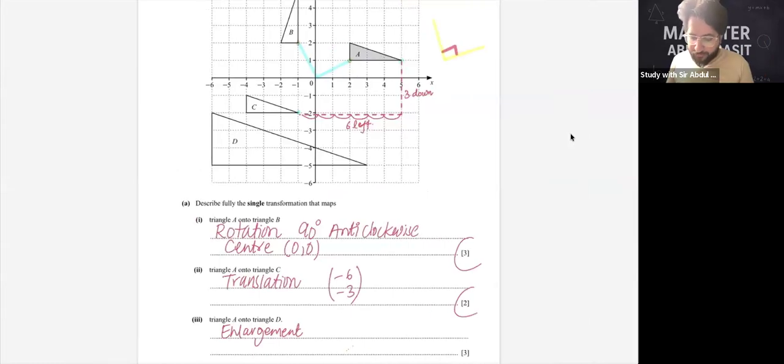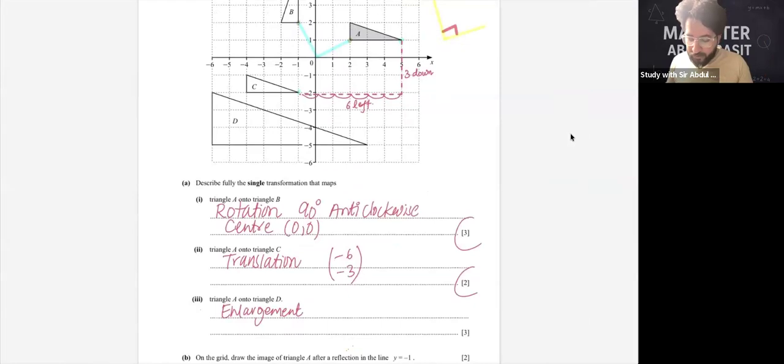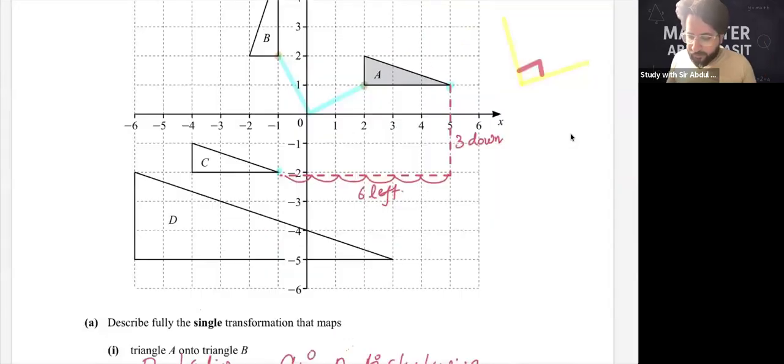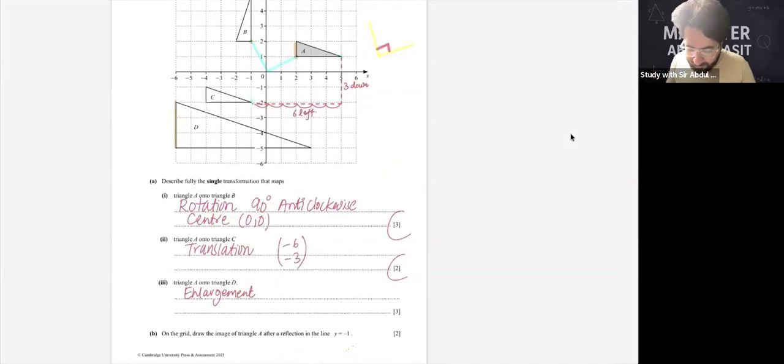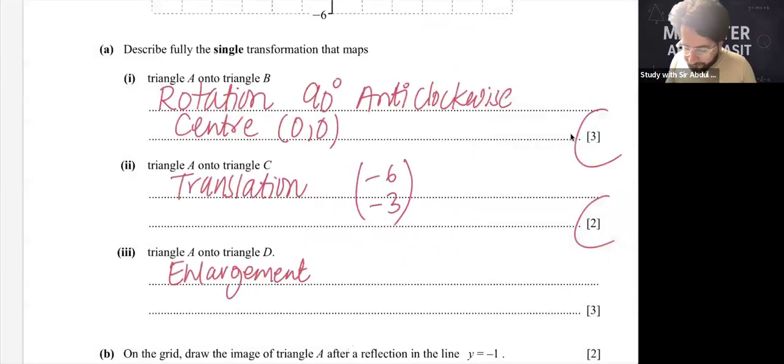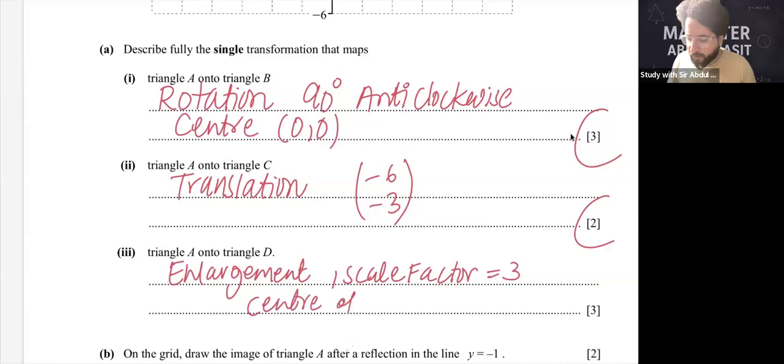Actually, A onto D is an enlargement. Okay, I can see that very well. Guys, listen to me very carefully: this is 3 boxes and this is this much big. So counting this one is difficult, so let me just say that this is 1 box and this is tripled. So A onto D, the scale factor is 3. And now it's time to find the center of enlargement.